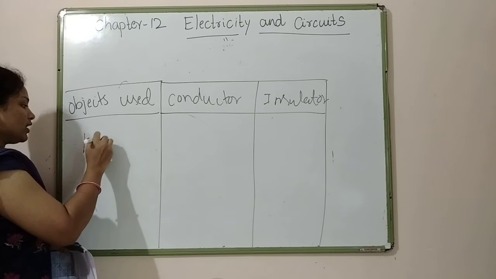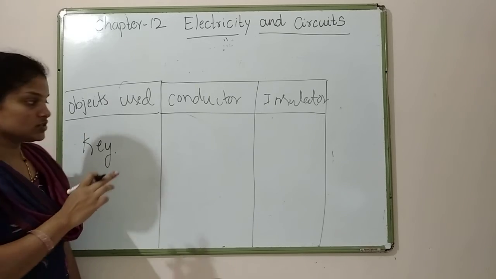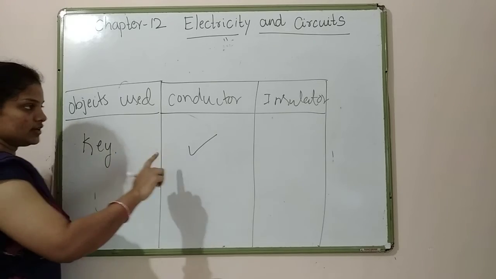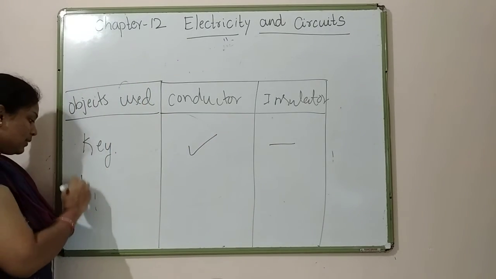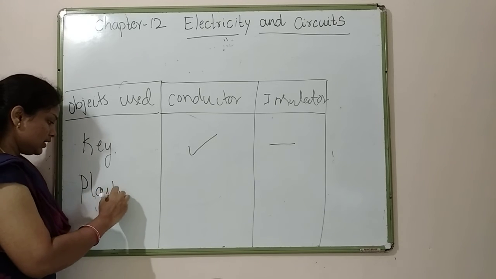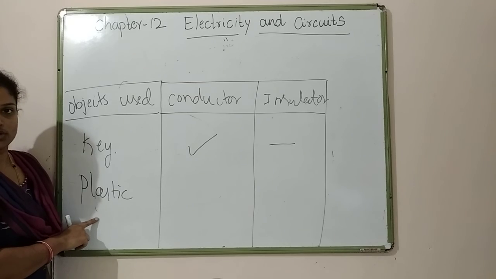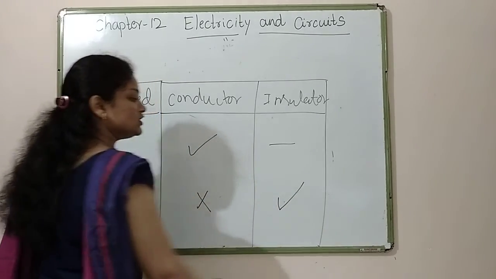Take the objects. For example, a key. If you take a key, it will allow the bulb to glow. So this is a conductor. Put a tick mark here. Is this an insulator? No, this is not an insulator. Why? Because this allows the current. So take a plastic. Will plastic allow the current to pass through? No. So you put no here, and this is an insulator.